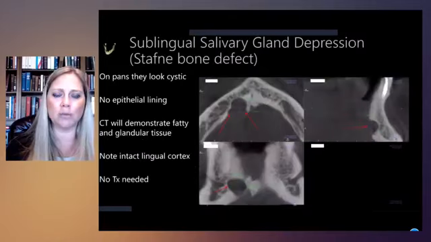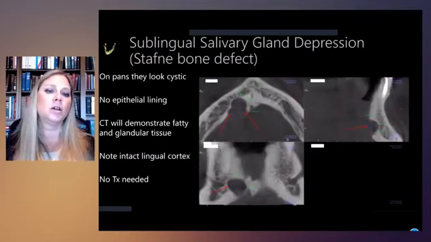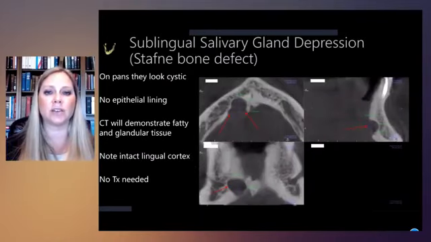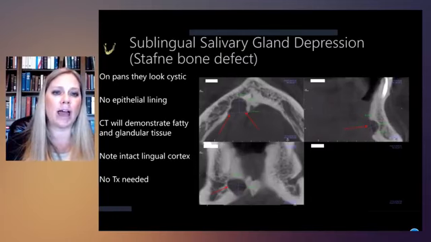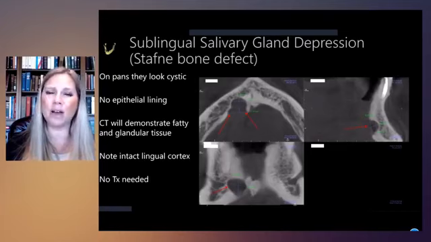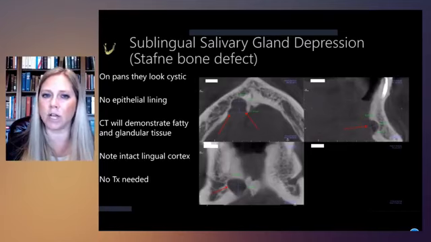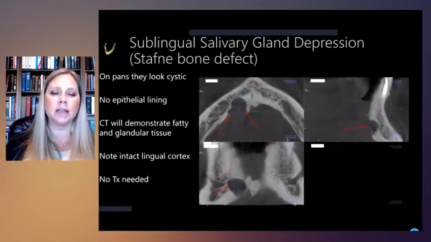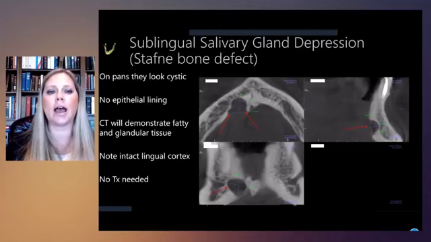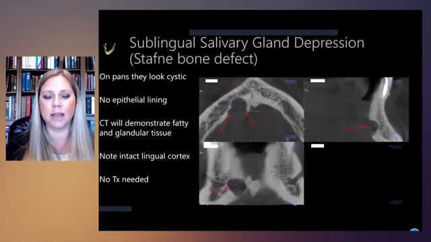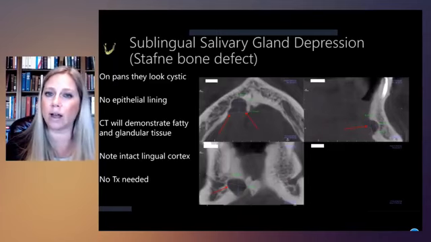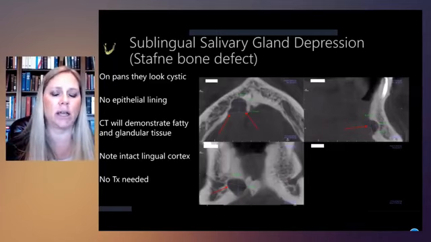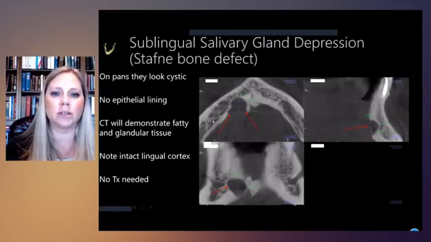Let's talk a little bit about the mandible. We can see various salivary gland depressions. We know that we have Stafne bone defects. They can be in about 5 different areas within the jaws, but anywhere that you have salivary tissue, you can have a bony defect. And so here we have one in the anterior region, which is a little bit more rare than the ones that we see in the submandibular gland region. But this is our sublingual salivary gland.